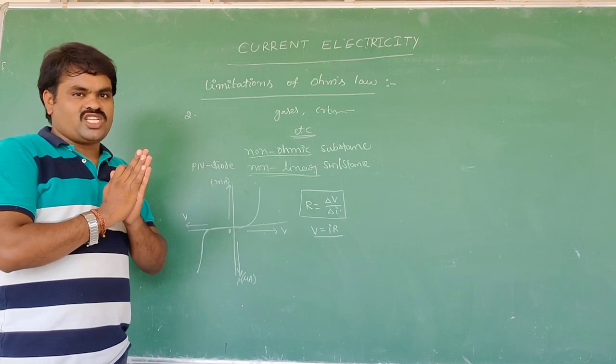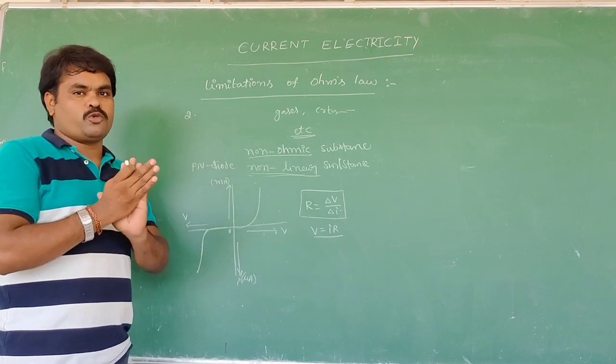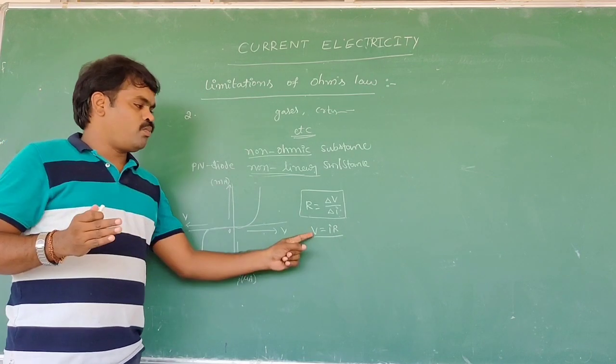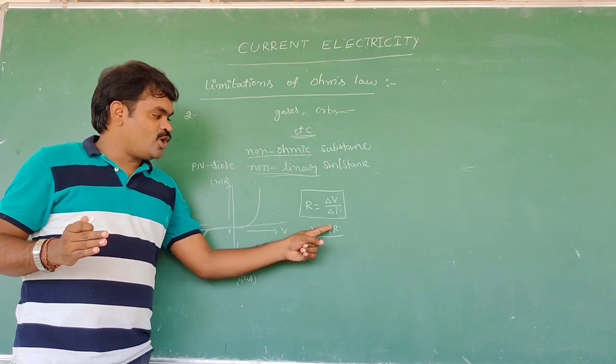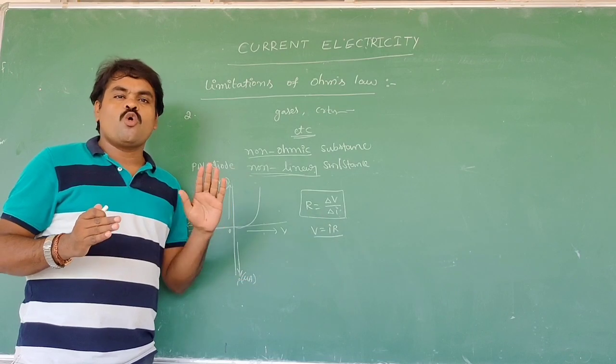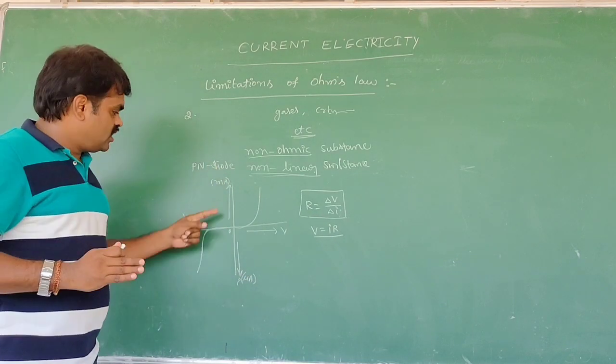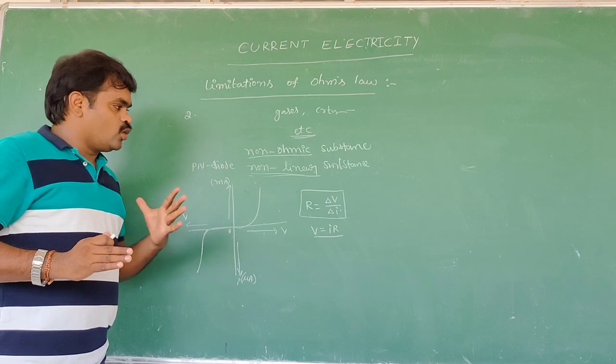V equals IR is not Ohm's law. At a given temperature, the current is directly proportional to the potential is Ohm's law. But V equals IR is not Ohm's law. Keep that in your mind. Here, this is for diodes.